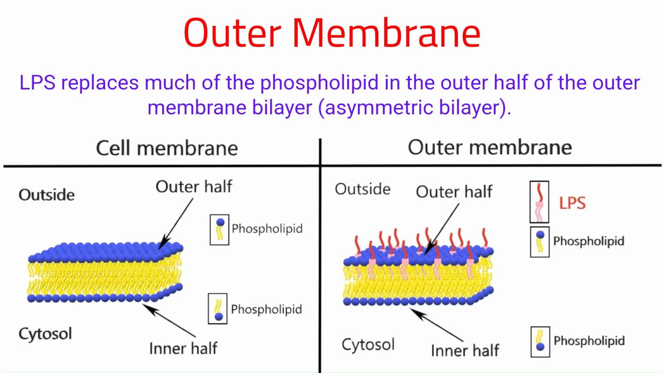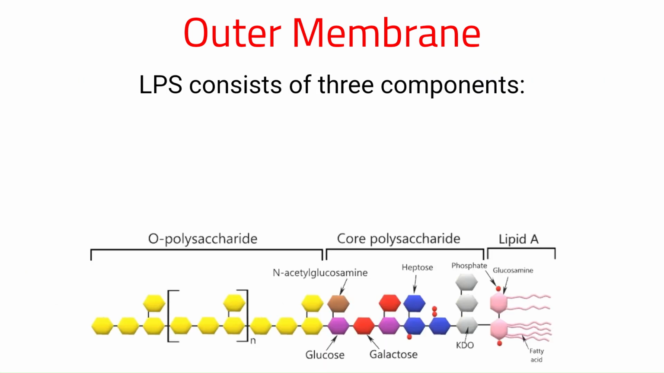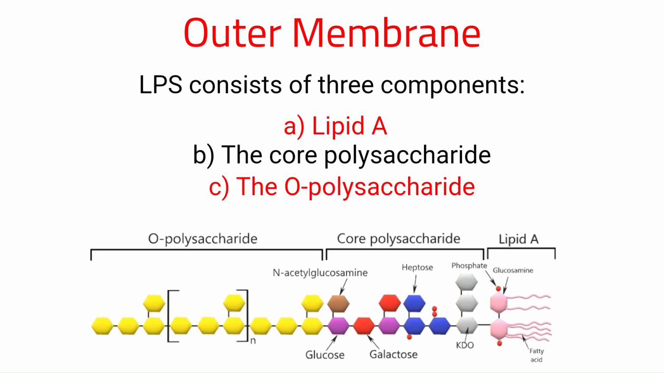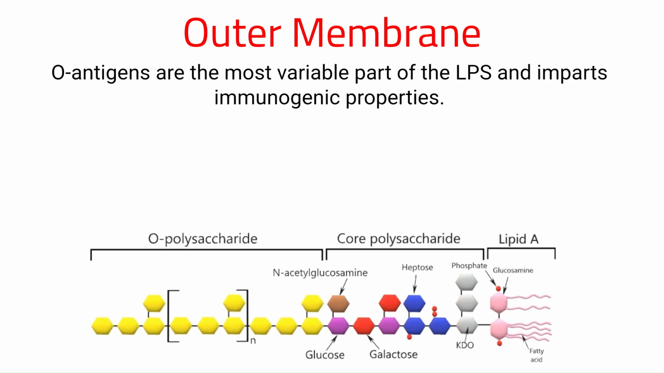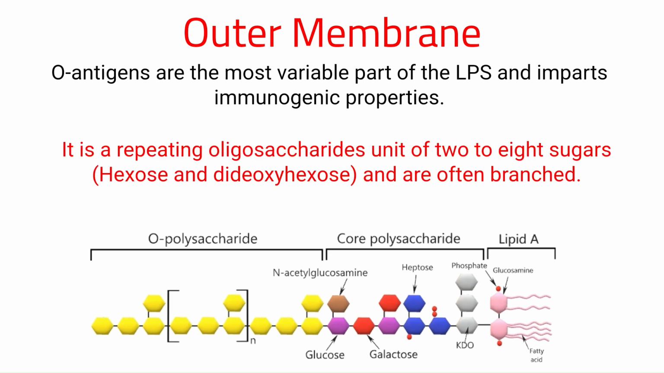LPS replaces much of the phospholipids in the outer half of the outer membrane bilayer, as you can see in this picture. LPS is composed of three components: lipid A, the core polysaccharide, and O-polysaccharides. The O-polysaccharides typically contain galactose, glucose, rhamnose, as well as one or more dideoxyhexoses. These sugars are connected in 4 or 5 member sequences, which are often branched.